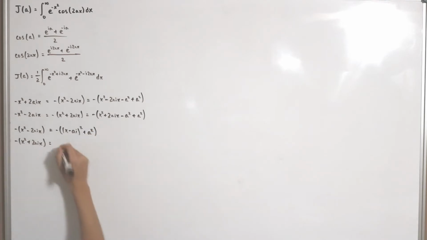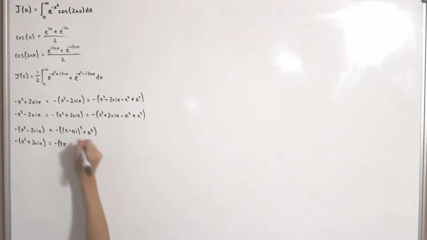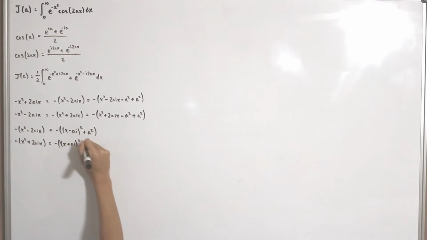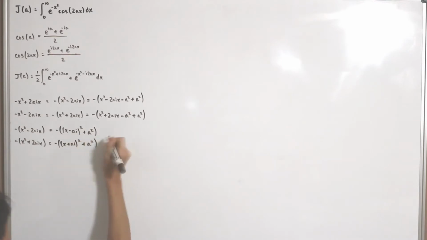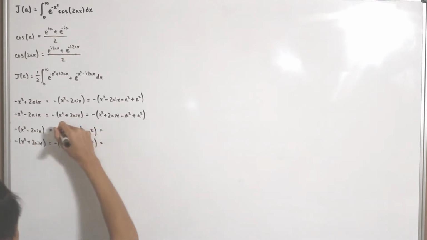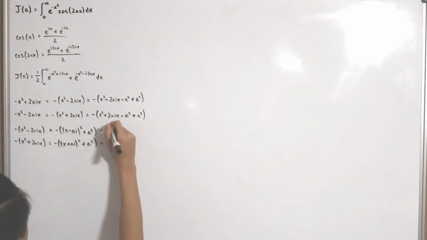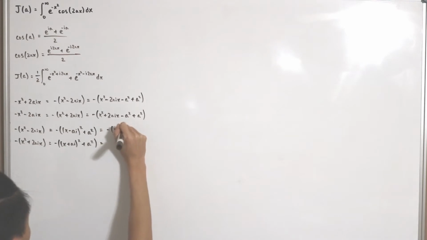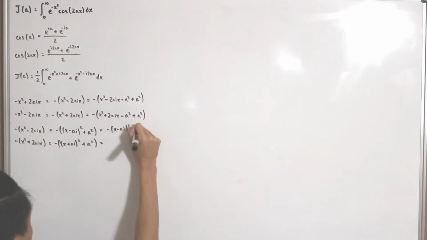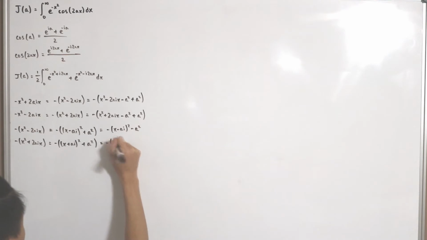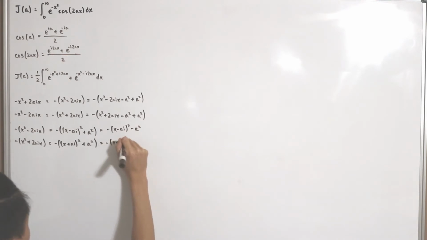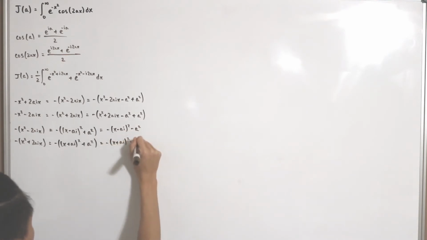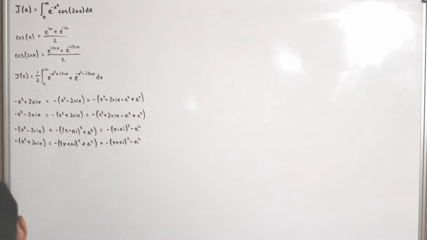Same reasoning for here. So this is negative x, this time plus ai, squared, and plus a squared. Then we can distribute our negative. So we get the following: x minus ai squared minus a squared, and then minus x plus ai squared, then minus a squared.